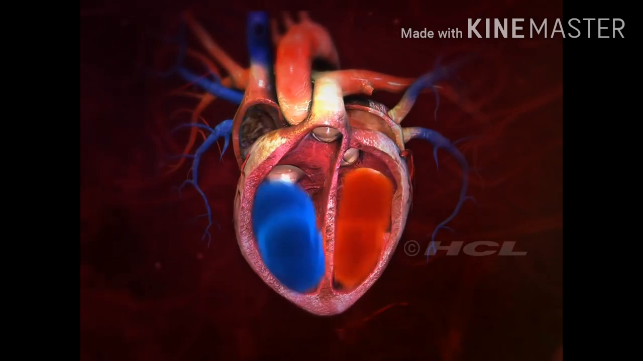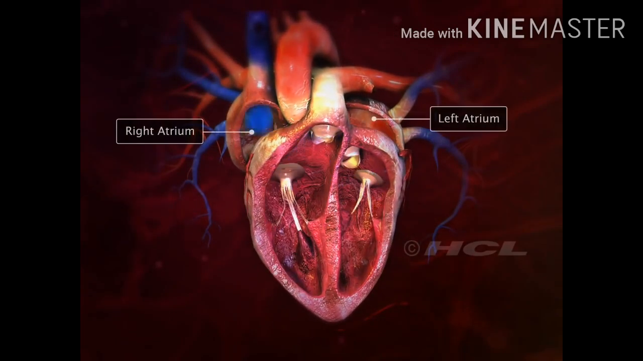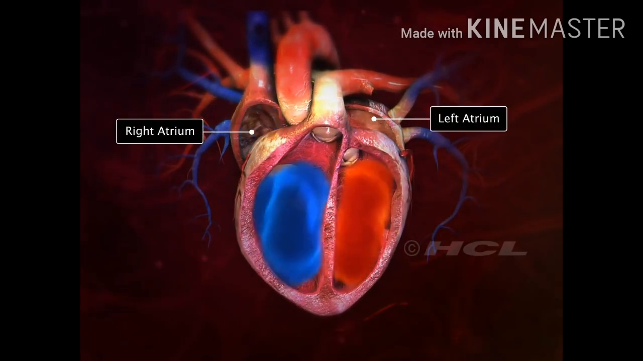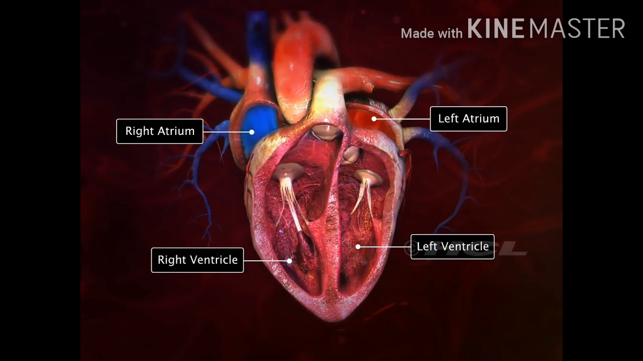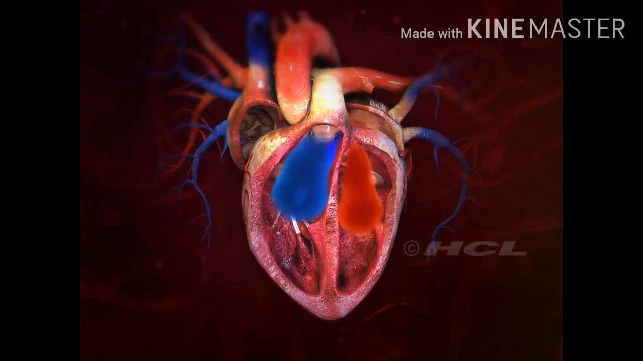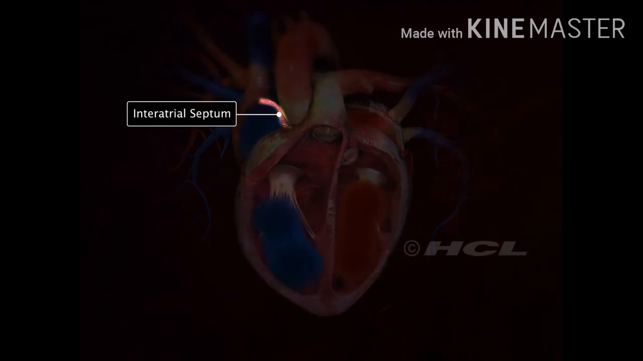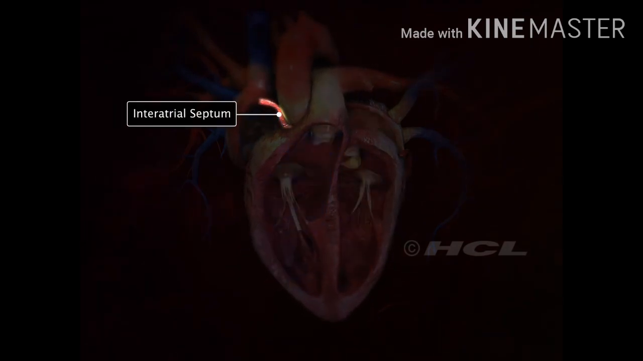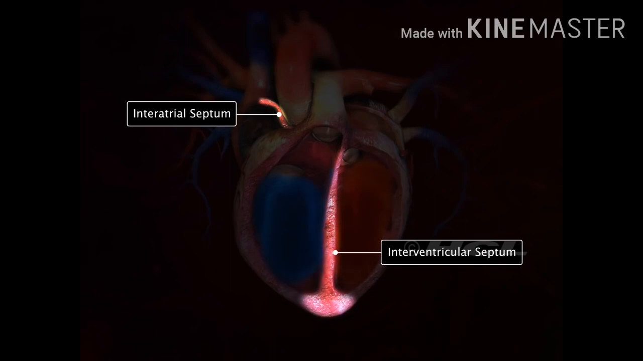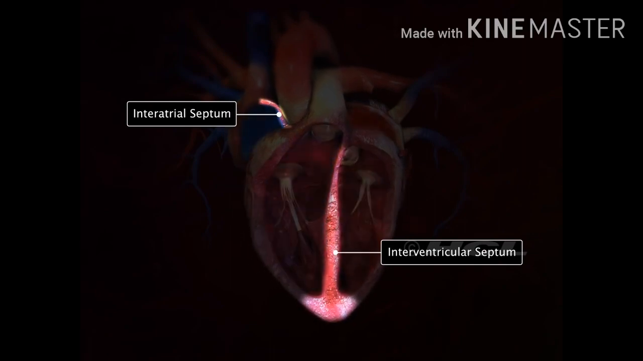The human heart has 4 chambers. The 2 upper chambers are the atria and the 2 lower chambers are the ventricles. The interatrial septum separates the 2 atria, and the interventricular septum is the partition between the 2 ventricles.